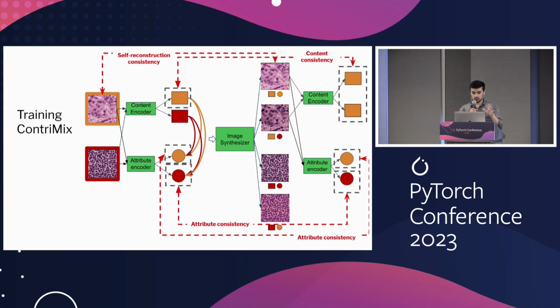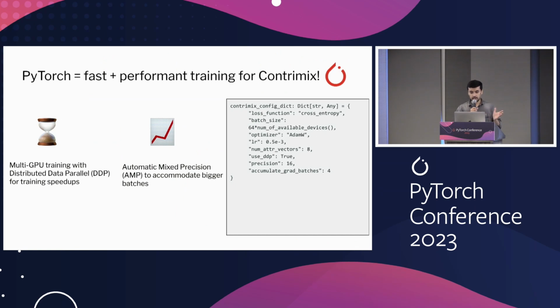These images, together with the original images, will be passed again to the content and attribute encoder to extract final output tensors. These output tensors are then used in the ContriMix losses to update the weights of the encoders. PyTorch, with off-the-shelf support for multi-GPU training, along with features like automatic mixed precision, enables us to train faster and with larger batch sizes, which is beneficial for ContriMix training.